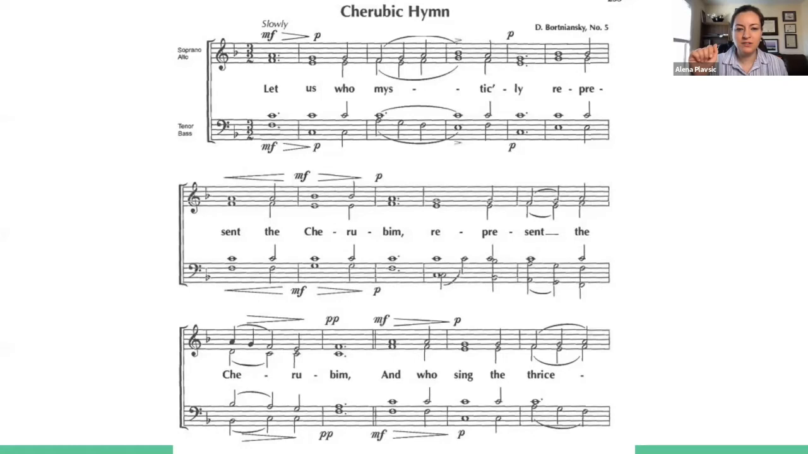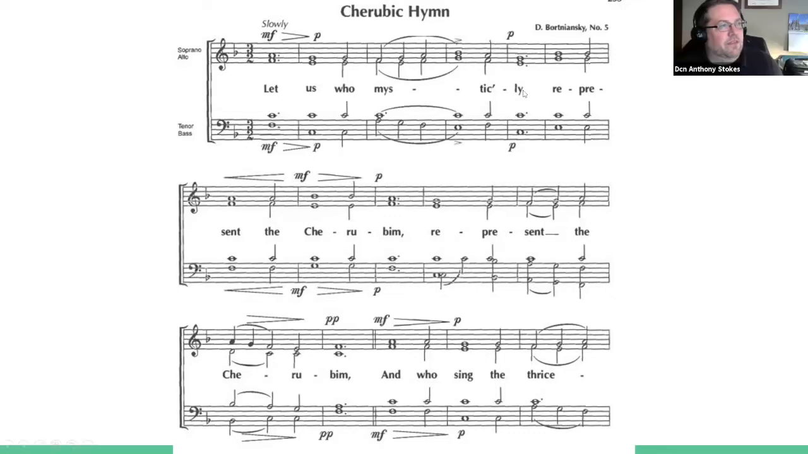Type in 1 if this is your least favorite Cherubic hymn, and type in 2 if you love it. Let's see what we get. 1 if it's your least favorite, 2 if you like it. Woohoo! We got 1s. I'm sure lots of people. No, they're coming in now.